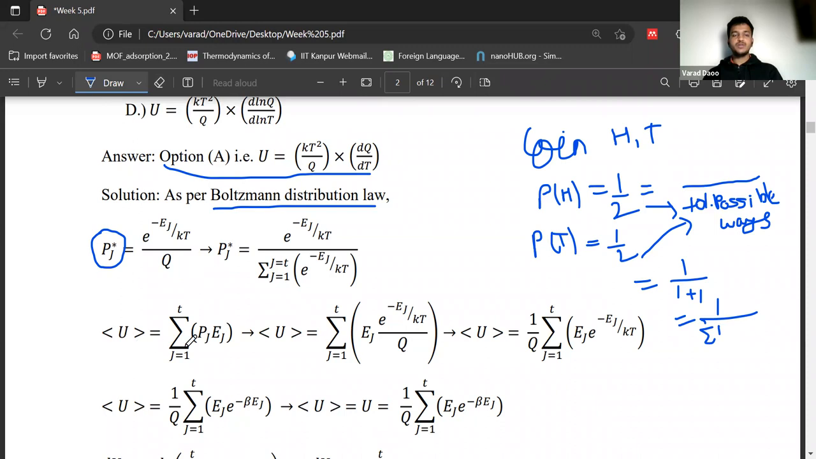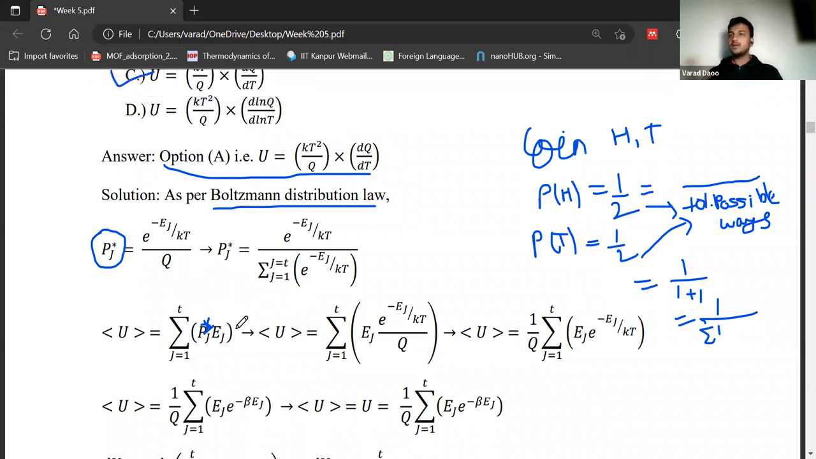Then, what will be the average value? The average value will be the probability, so it has to be P_j star everywhere. P_j star is multiplied by the energy of that state, so U star is the summation of P_j into E_j, using P_j star, not P_j. You substitute the value of P_j star. Because Q is independent of E_j, and is already a summation, it remains a constant as far as this summation over j is concerned. That is why we can take it outside.